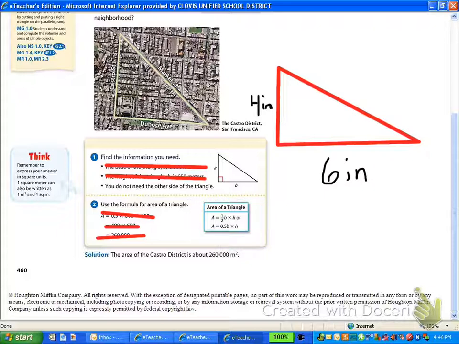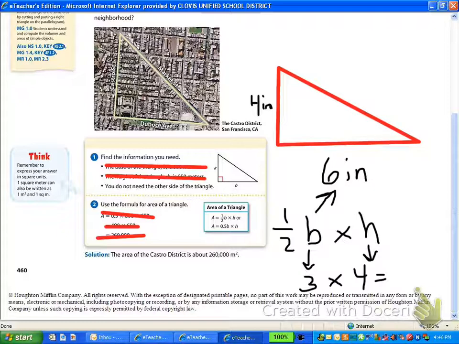So I'll give you an example. If we use the formula they give us, half the base times the height. So the base is right here, 6. So half of the base would be 3 times the height, which is 4, and your answer would be 12 square inches.